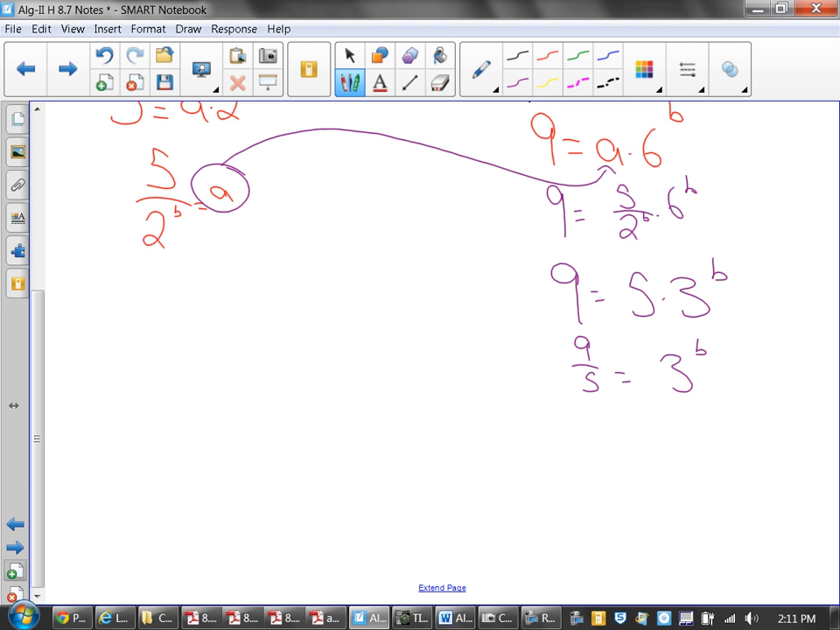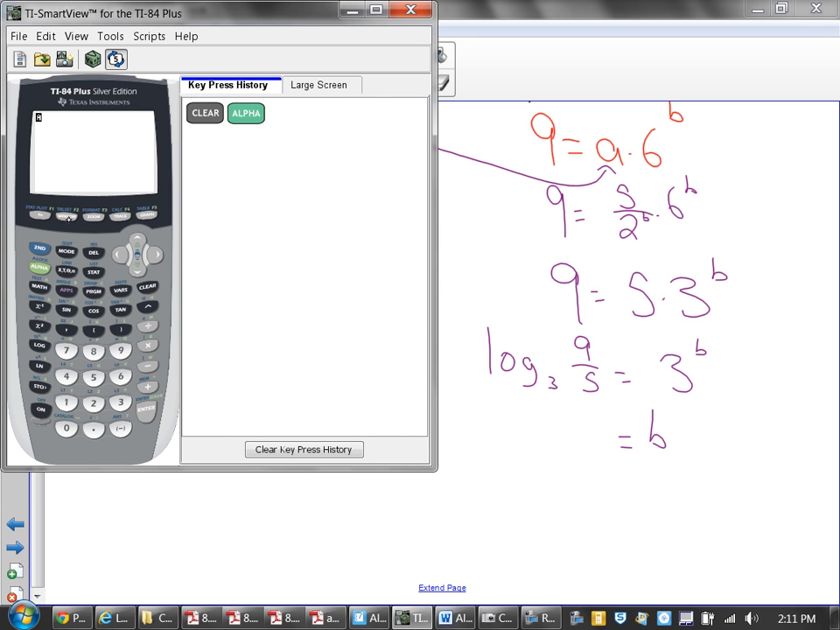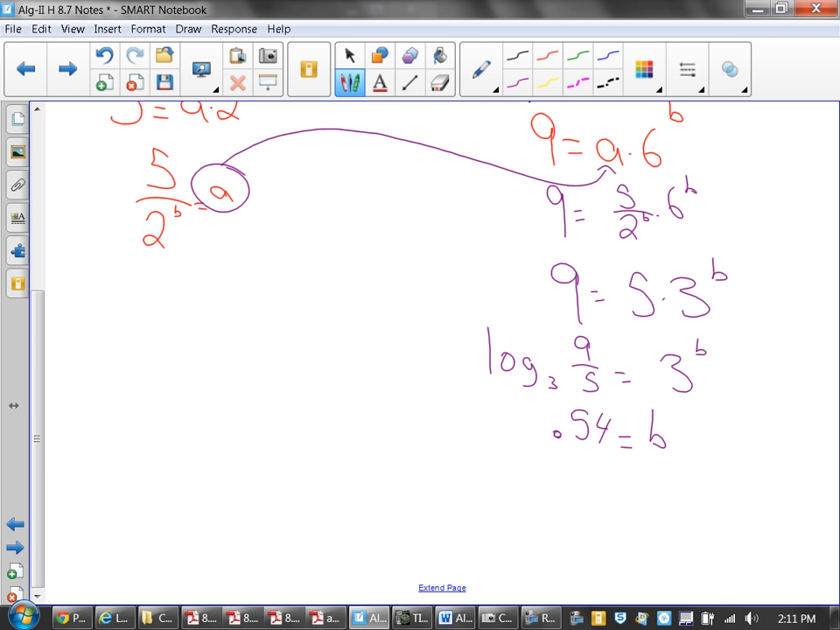What's the log base we have to take at both sides then? 3. Good. So now, in our calculator, I take the log base 3 of 9/5. I get 0.54 for b. Alright, fair enough. Which means I take this value and I substitute back there to find a.